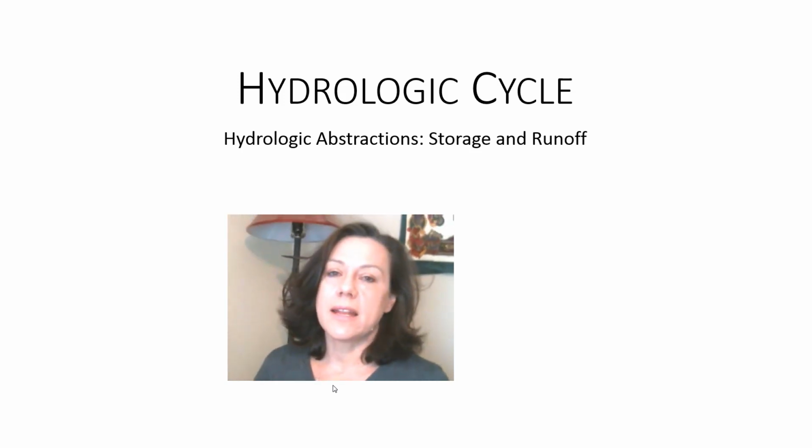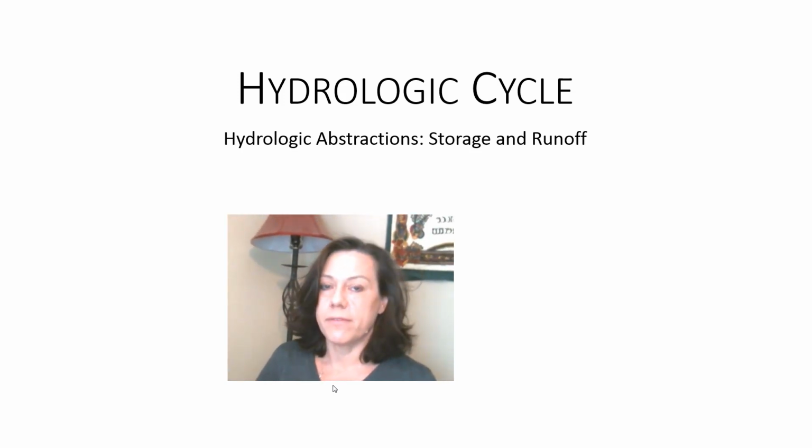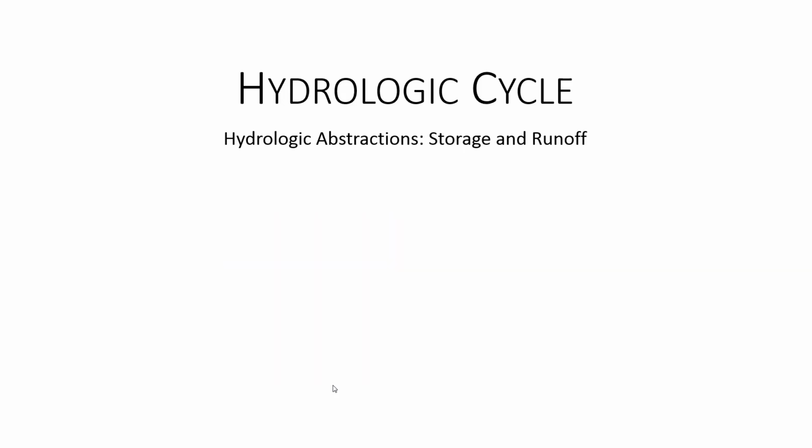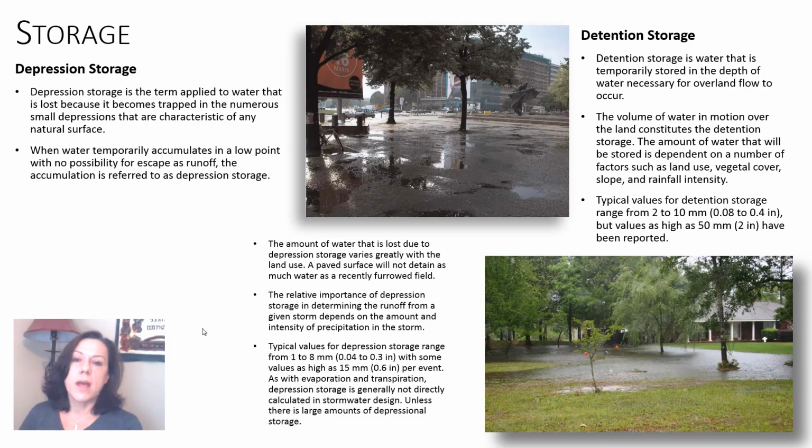Now let's take a look at the abstractions storage and runoff. The two types of storages we're actually going to be talking about are depressional storage and detention storage. Depressional storage is, if you're looking at this parking lot up here, you can see little bird baths or ponding areas. That type of storage isn't really enough to account for as an abstraction in our total calculations of runoff. Detention storage could be something like this down here in this yard.